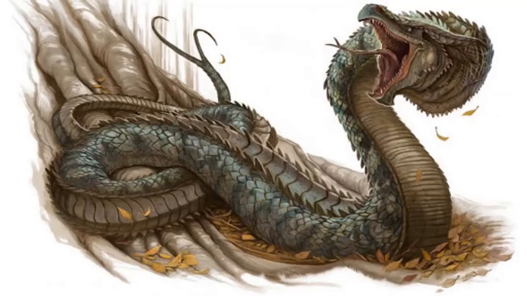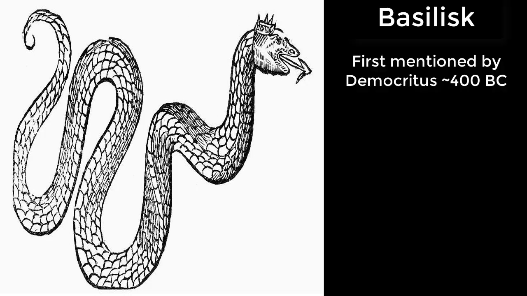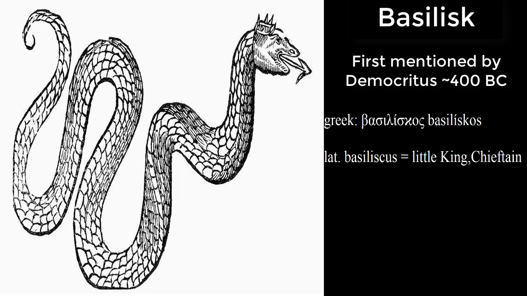So today we are going to talk about the king of snakes, the basilisk. The basilisk is a legendary reptile which appears especially within European legends and was first mentioned by Democritus around 400 BC. His name derives from the Greek word basiliskos or the Latin word basiliscus. It translates to petty king, little prince, chieftain or young ruler.